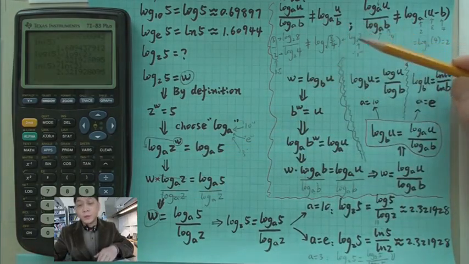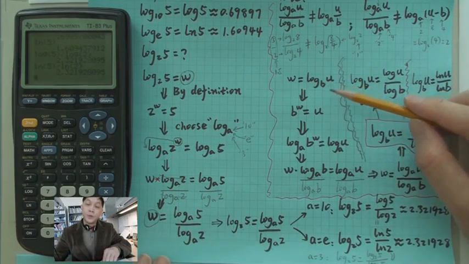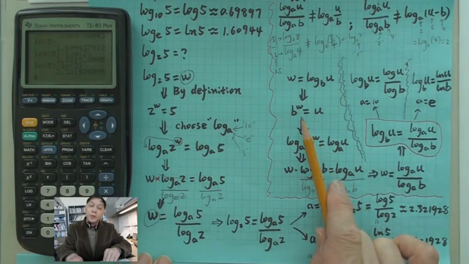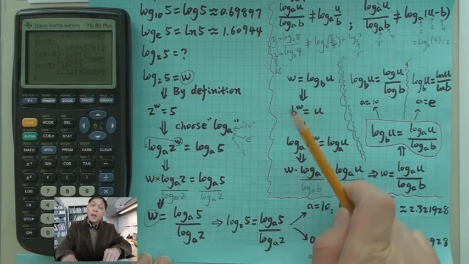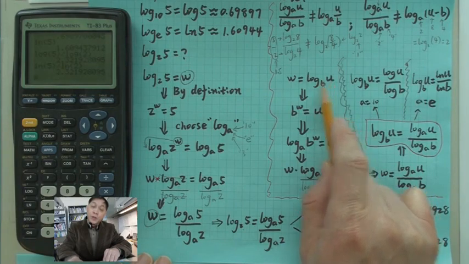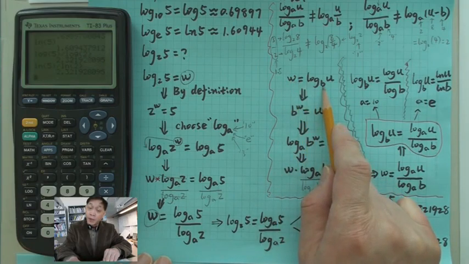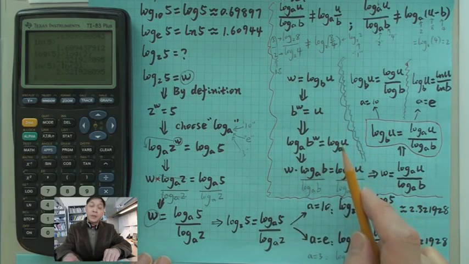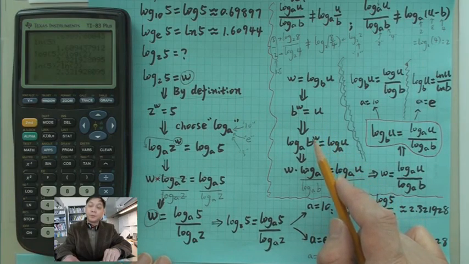In general, if you have W equals log base B of U, then you have B to the W equals U. Why? Again, log base B of U equals W. W is always the exponent of B, so B to the W equals U. That's by definition, same reason.